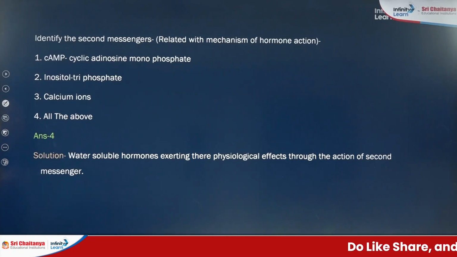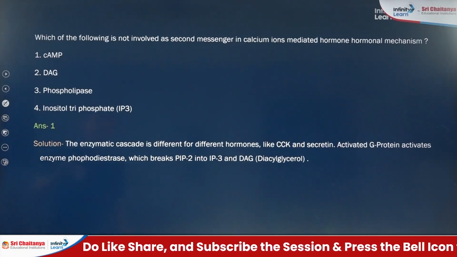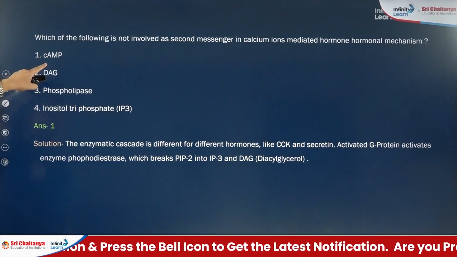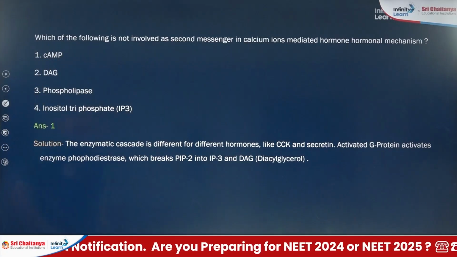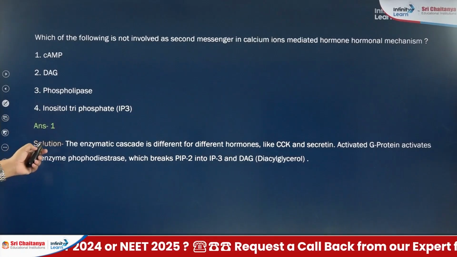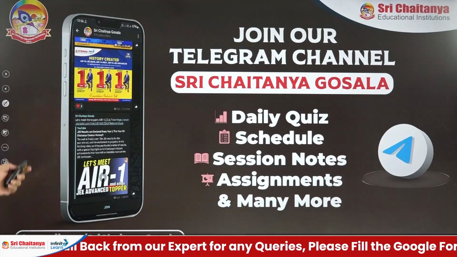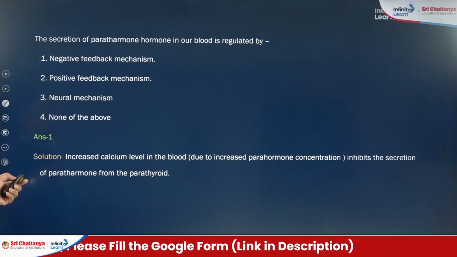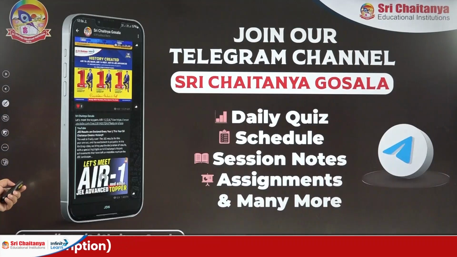So many questions are there that we have to discuss, like which of the following is not involved as a second messenger? I said, what are the second messengers? If there is calcium ion mediated activity, again this is not given in NCERT, so I am leaving this question because it is not needed. So now we have discussed so many questions, and there are many more related to positive feedback mechanism and negative feedback mechanism that we have to discuss.